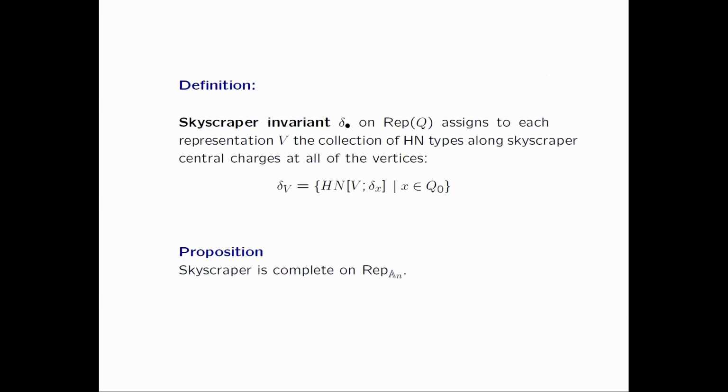Okay. As I said, we understand the skyscraper quite well, and we know it gives us interesting things for A_n. So why not now consider them at all places? And indeed, it's easy to see that for A_n, this is now a complete invariant. All right? Now, how does it compare to other invariants? We are not the first ones to think about it.